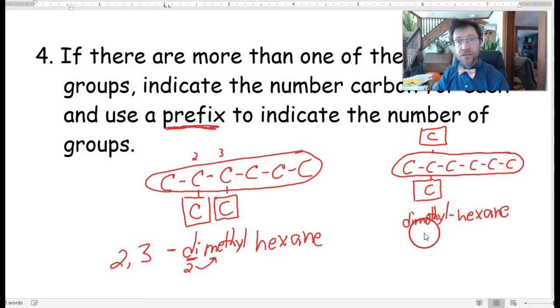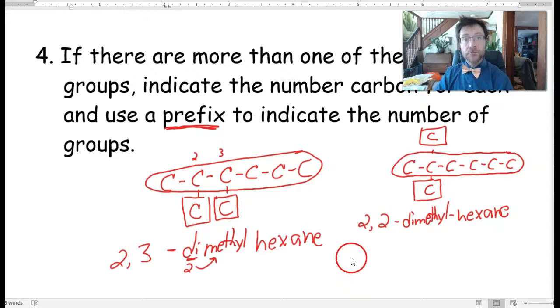Right? 2 methyls. Where? Well, the first methyl group is on the number 2 carbon. The second one is on the number 2 carbon. Yeah, I'm literally doubling up like that. Isn't it silly to say 2,2 dimethyl? It's like, ugh. But sure enough, because you need to be very clear.